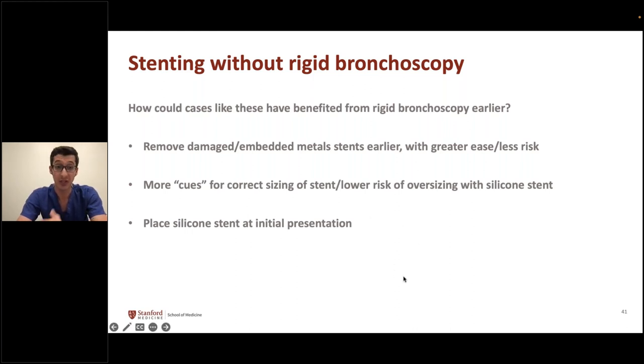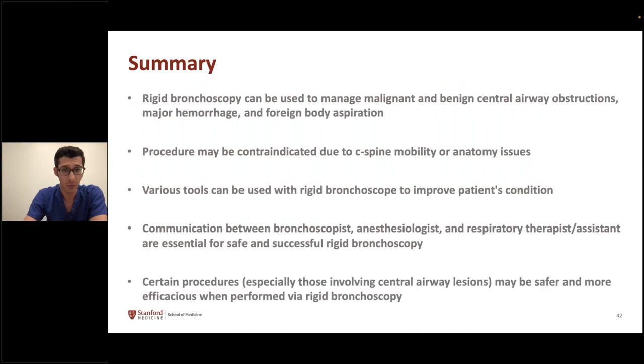Again, this concept of having cues for correct sizing of stenting and the lower risk of oversizing with silicone stents. And then lastly, placement of silicone stent at the initial presentation, I think, arguably would have been more appropriate for some of these folks, if not at least for the patient with metal stents, where you're anticipating leaving stents in for an extended period of time, in someone with a malacic airway lesion. So to leave you on sort of that sad note, sorry about that.